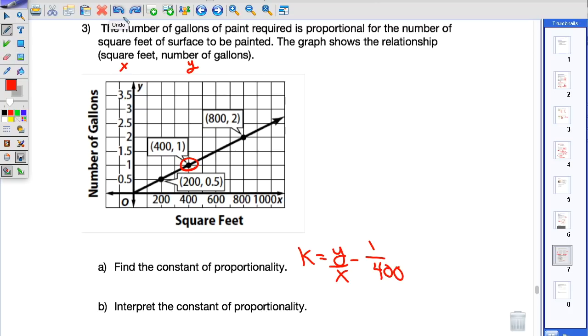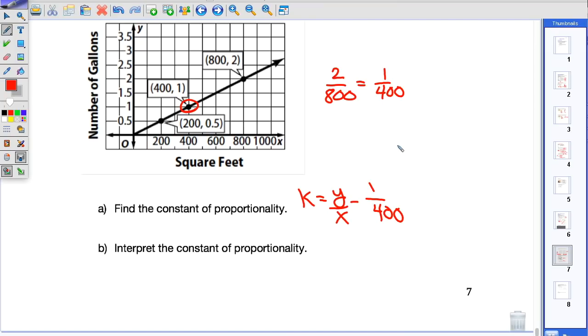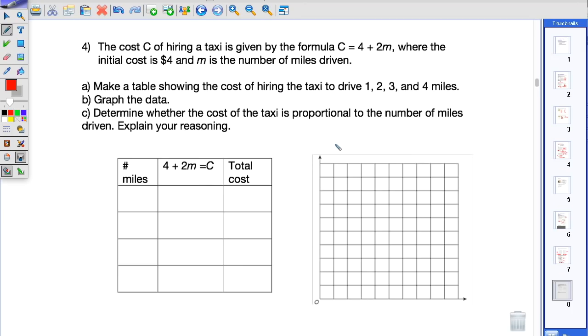So we can look at the 800 square feet to 2 gallons. So it would be 2 over 800, which simplifies down to 1 over 400. Interpret the constant of proportionality. This means that 1 gallon covers 400 feet squared.